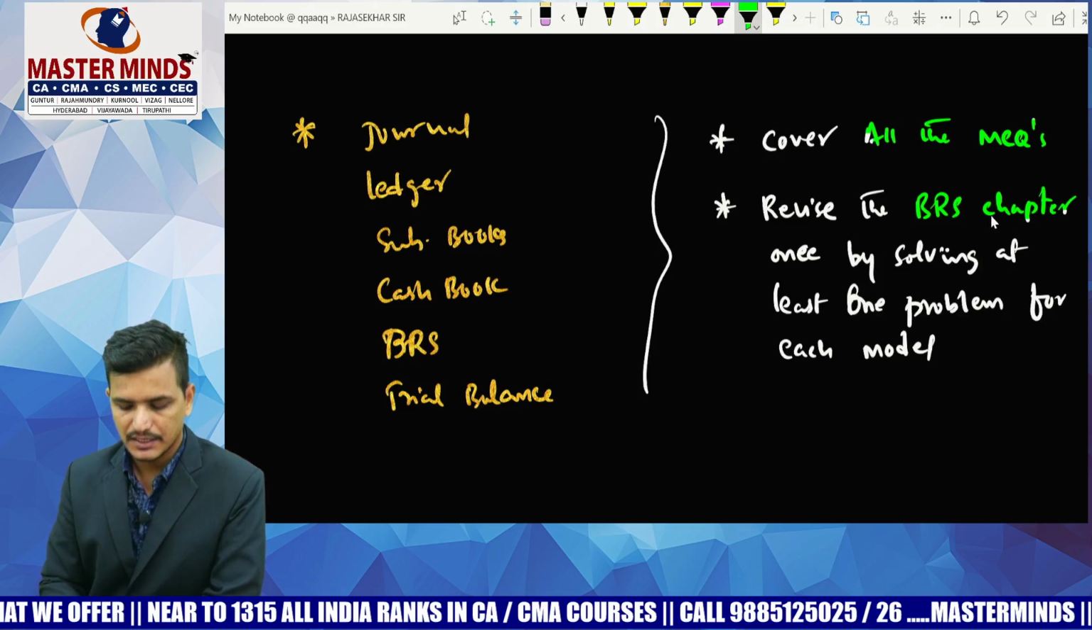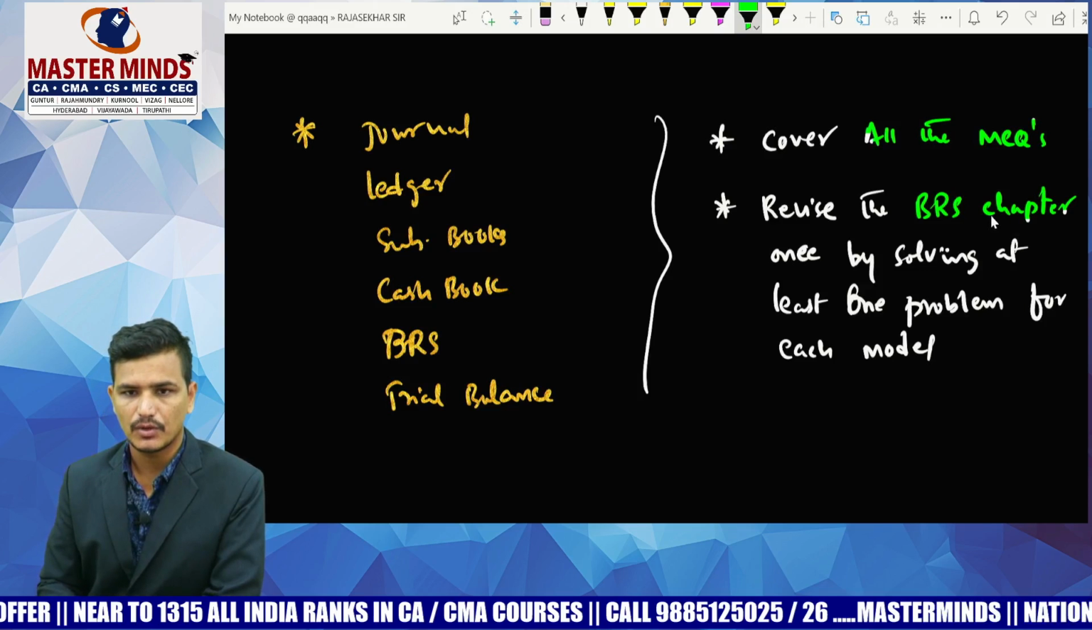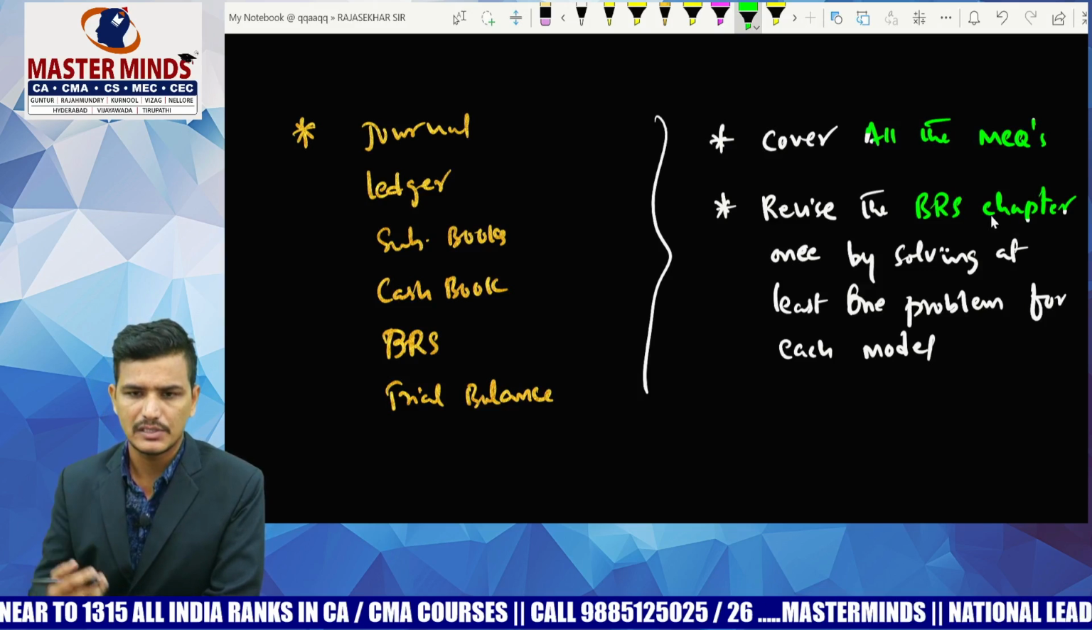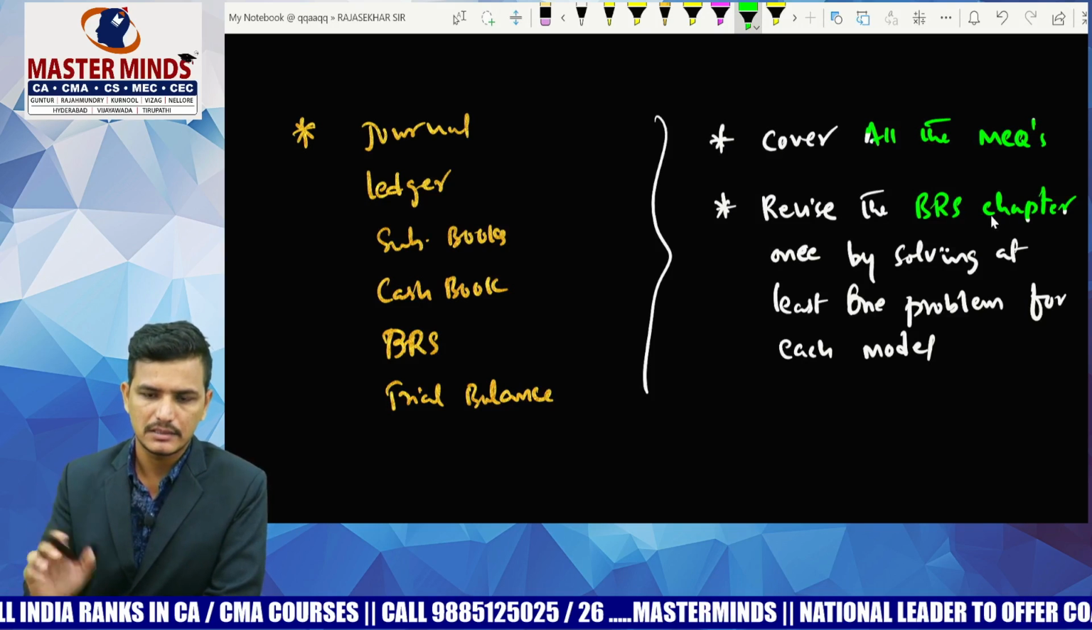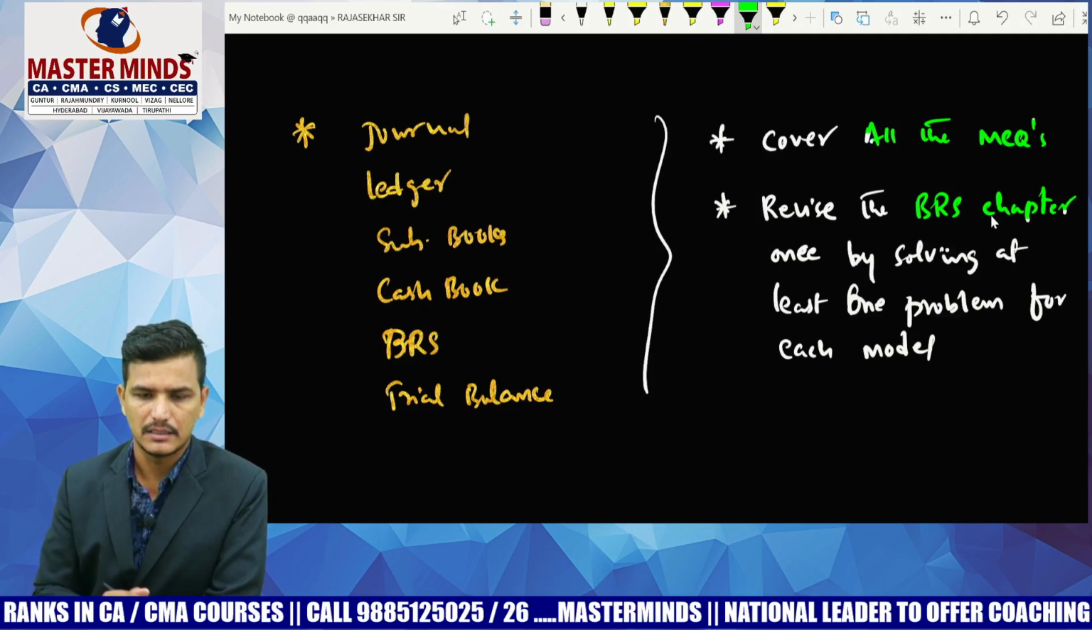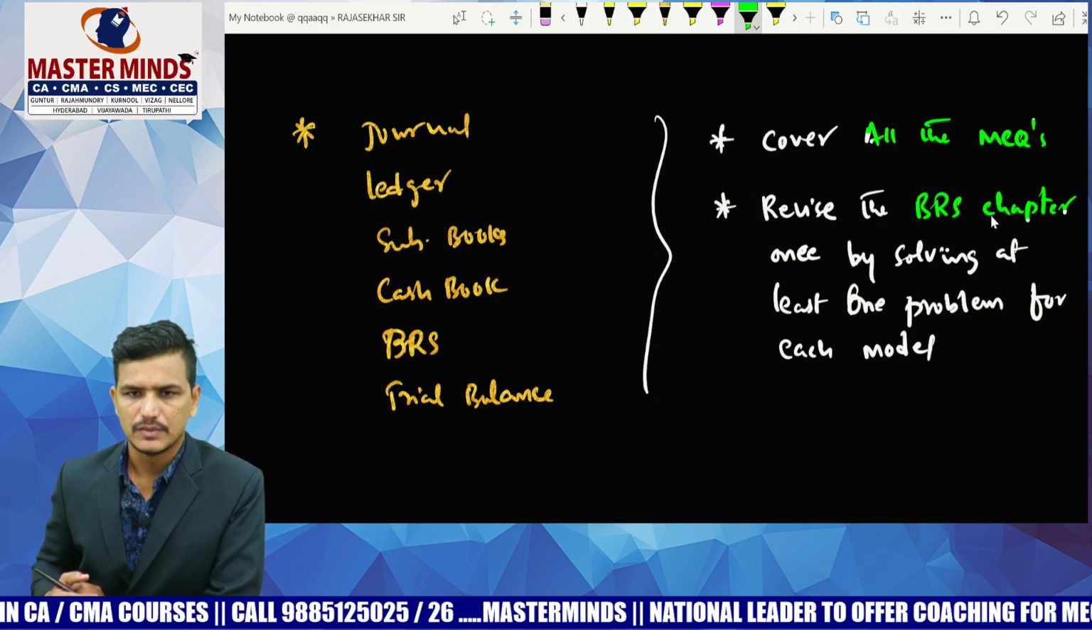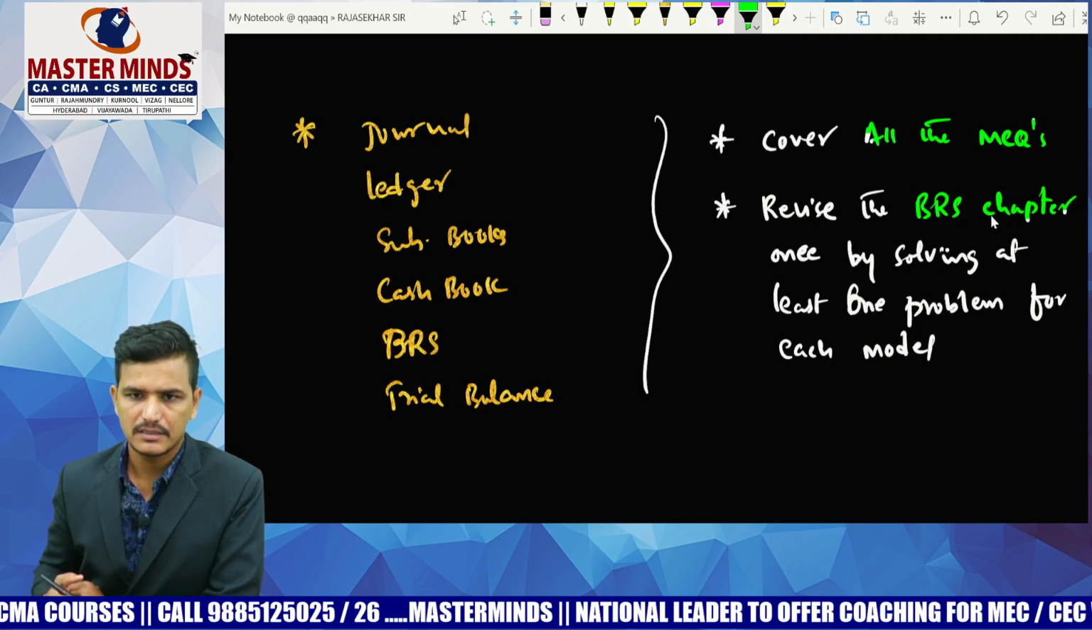So revise the BRS chapter once by solving at least one problem for each model. What are the different models of problems we are having? When favorable balances are given, when OD balances are given, how to prepare the BRS, and based on the amended cash book. Just try to cover at least one problem based on each model.